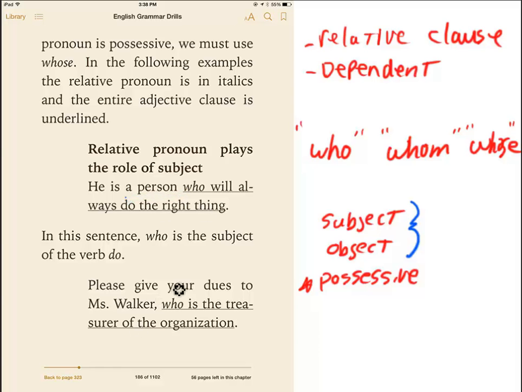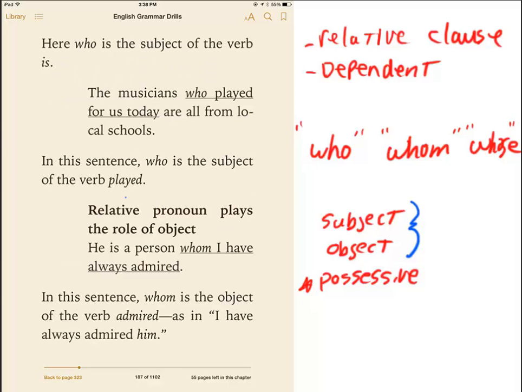It says, please give your dues to Miss Walker, who is the treasurer of the organization. Once again, it's the subject because this is who she is. It's the linking verb, okay? The linking verb renames who is. Miss Walker is the antecedent, so we use who, and then we say who Miss Walker is, the treasurer of the organization. So who, once again, is the subject. All right. So let's take a look at some of these other examples.